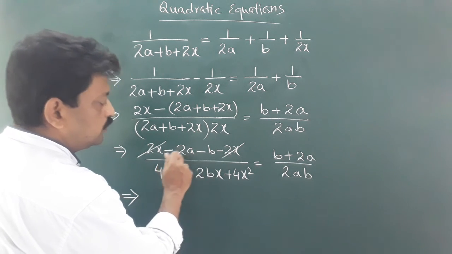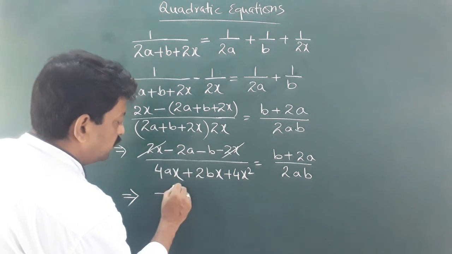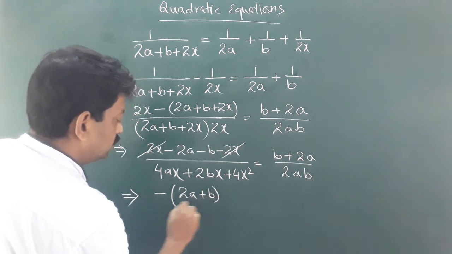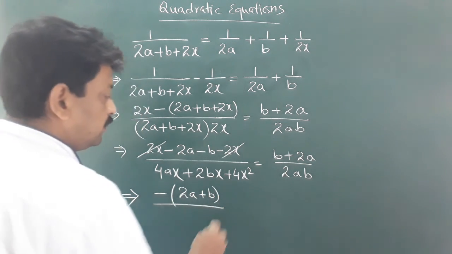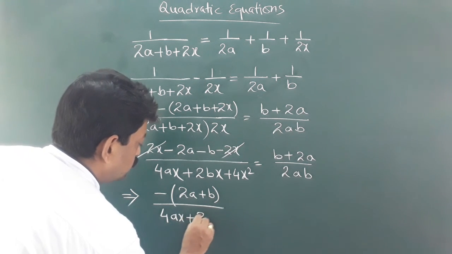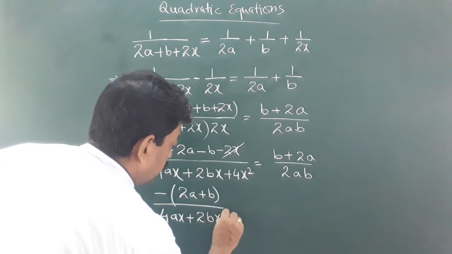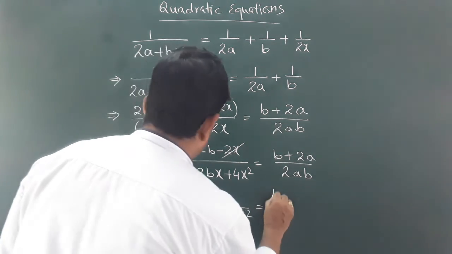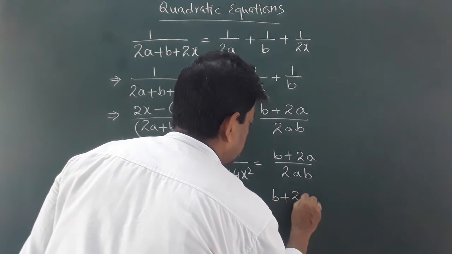So on the numerator it will be minus 2a plus b. Sorry, minus 2a minus b. I am taking the minus sign common, so it will be minus 2a plus b, divided by 4ax plus 2bx plus 4x squared, and here it will be b plus 2a.